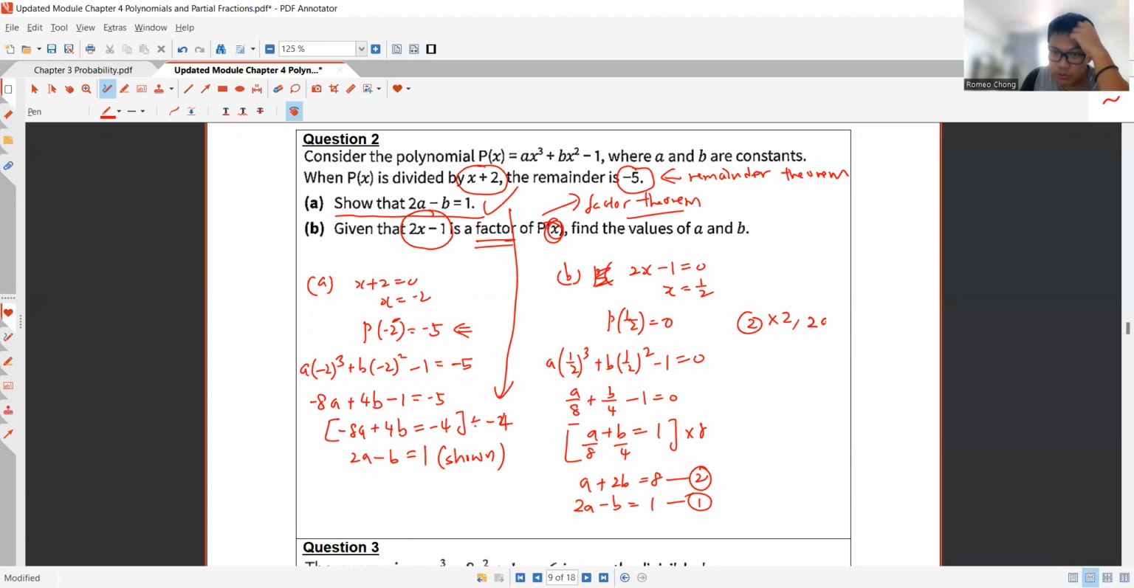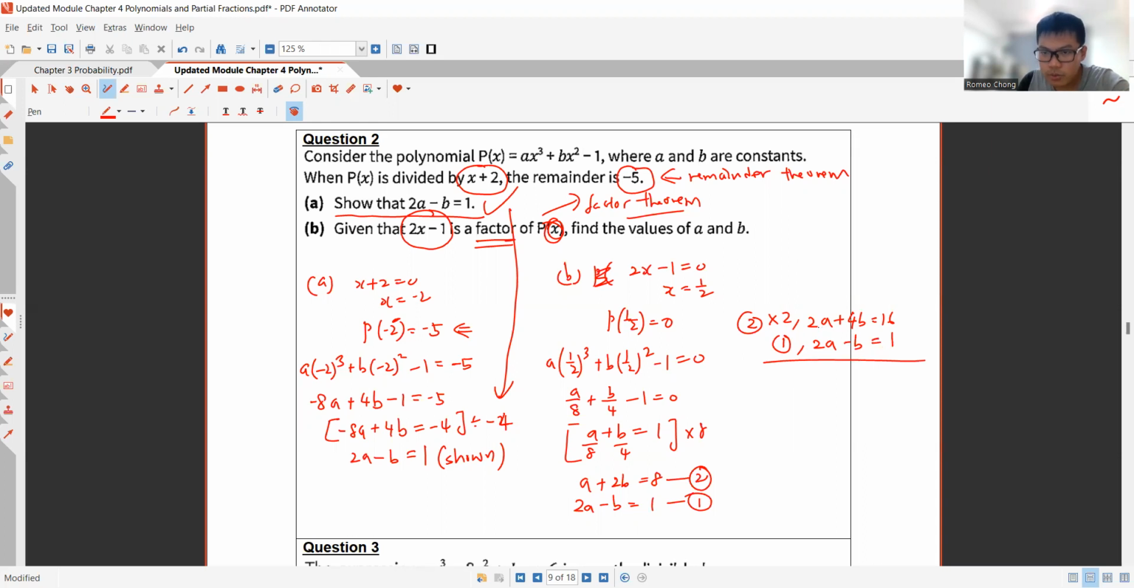So it becomes 2a plus 4b equal to 16, because we times 2 for each of the terms. Then after that, you compare with number 1. So your number 1 is 2a minus b equal to 1.